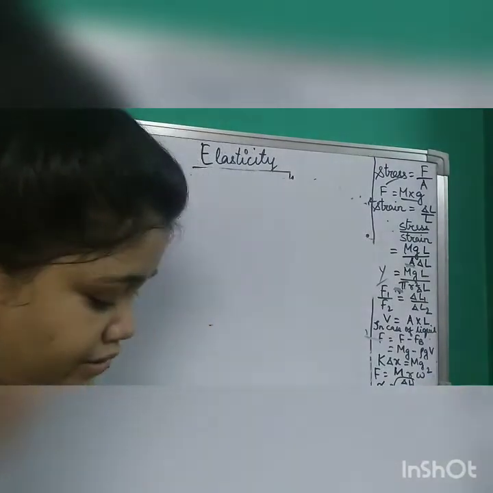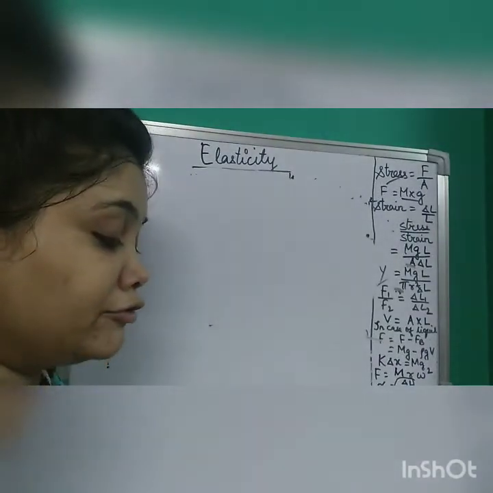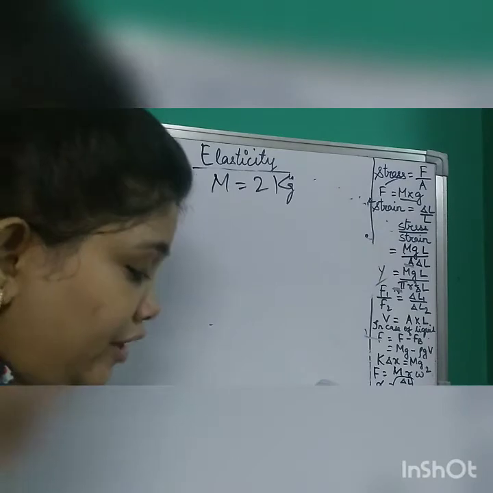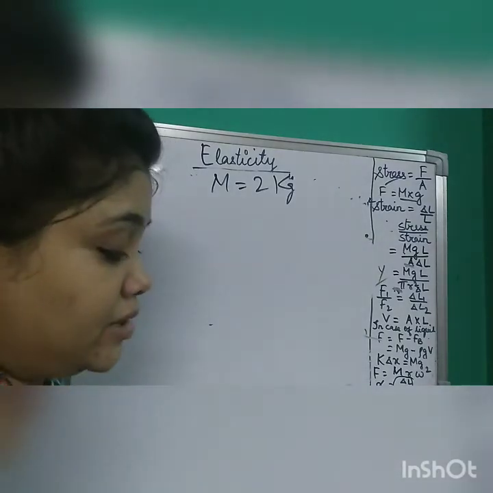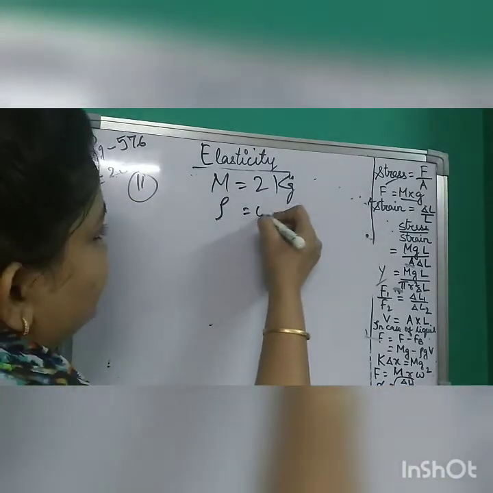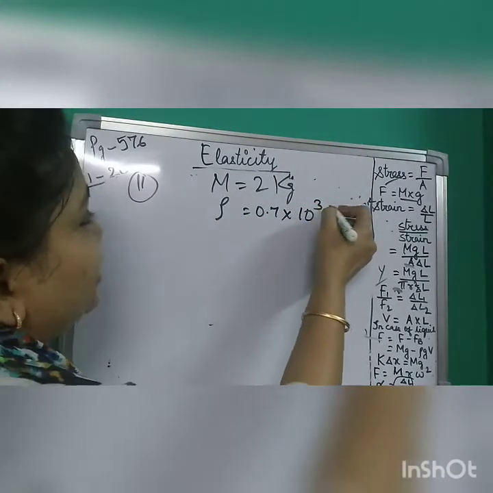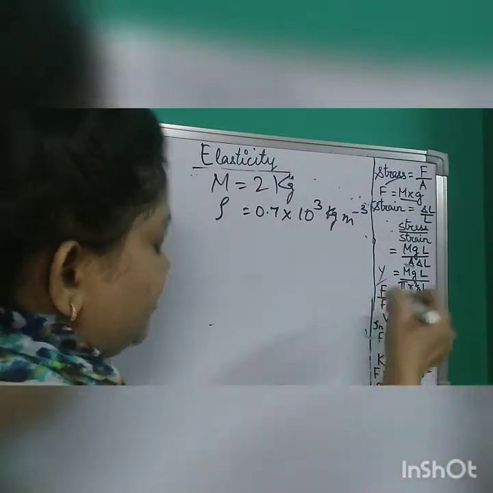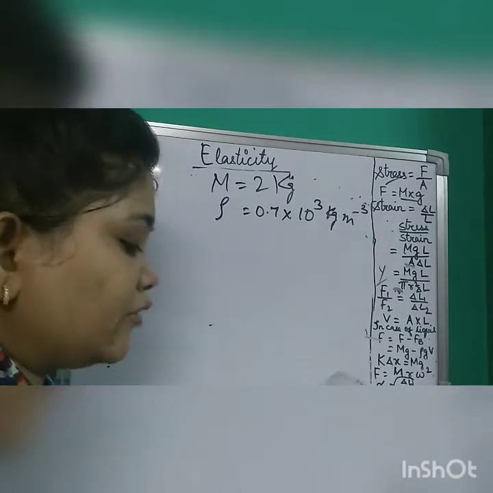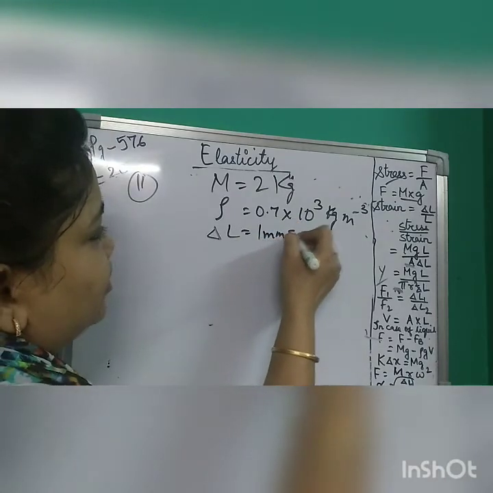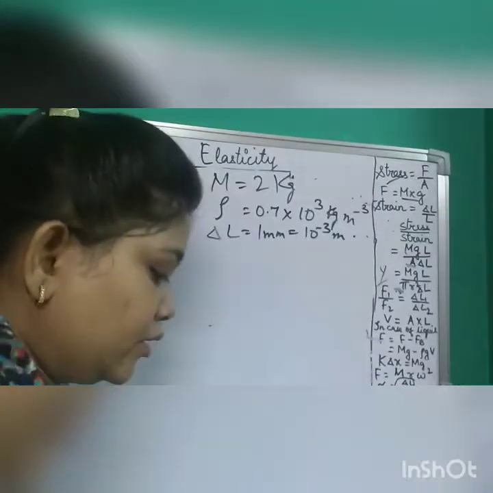Sum number 11 says that a piece of metal of 2 kg weight, that means the mass is given as 2 kg, is suspended from one end of a vertical wire whose other end is fixed, and the piece is fully immersed in oil. That means the density of oil is given as 0.7 into 10 to the power of 3 kg per meter cube. Next, the length of the wire increases by 1 millimeter. That means delta L is 1 millimeter, which is 10 to the power of minus 3 meter.